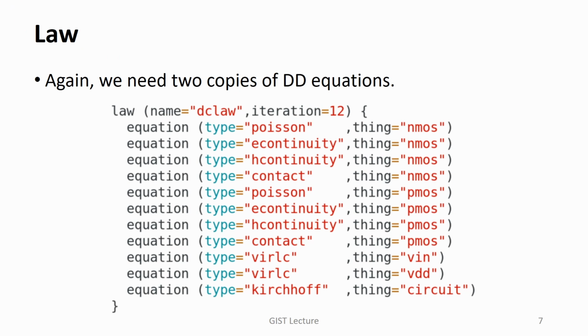Even the law specification should consider two devices independently. Therefore, for example, the Poisson equation should be called twice for the NMOSFET and the PMOSFET. It seems to be quite tedious. However, independent control over each device is quite important in many cases.